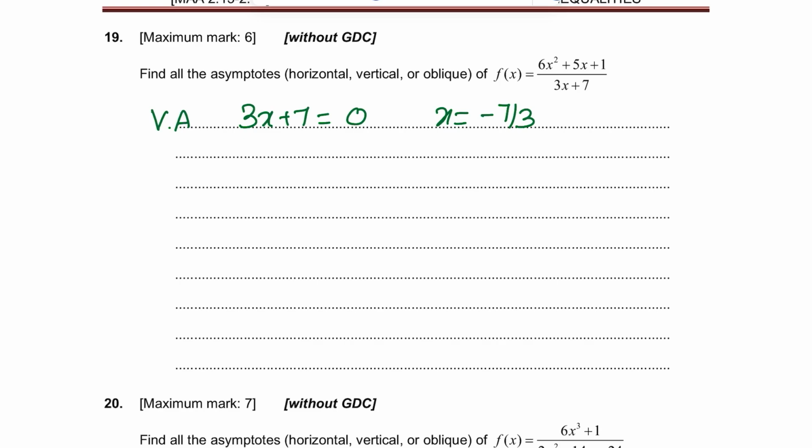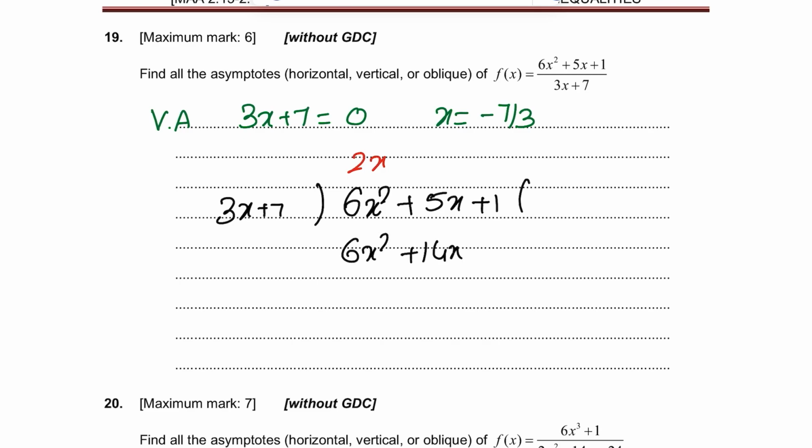So I'm going to do the long division. So it becomes 6x square plus 5x plus 1 divided by 3x plus 7. 3x goes in 6x square 2x times. So multiply with 2x. It becomes 6x square plus 14x. So subtract it out. It becomes negative 9x plus 1. Then again 3x goes in negative 9x, negative 3 times. So multiply with negative 3.